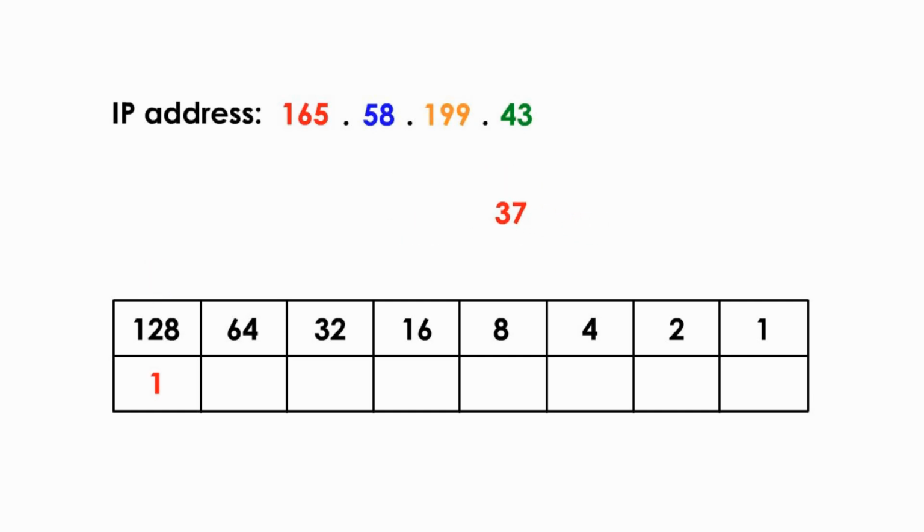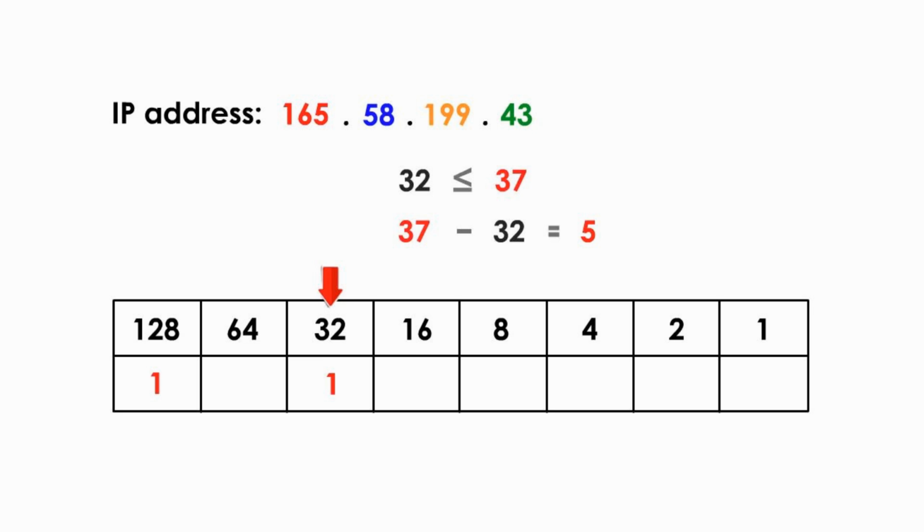We continue to look for the largest number which is less than or equal to 37. 64 is larger than 37, so we skip 64. We find the number 32 is less than or equal to 37, we write down 1 under 32. Then we subtract 32 from 37, and we get 5.